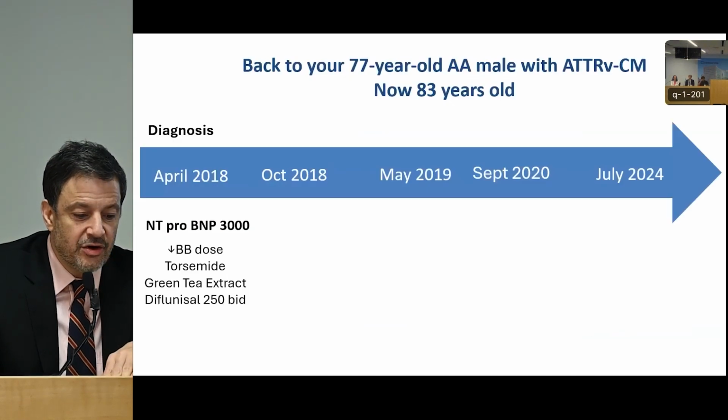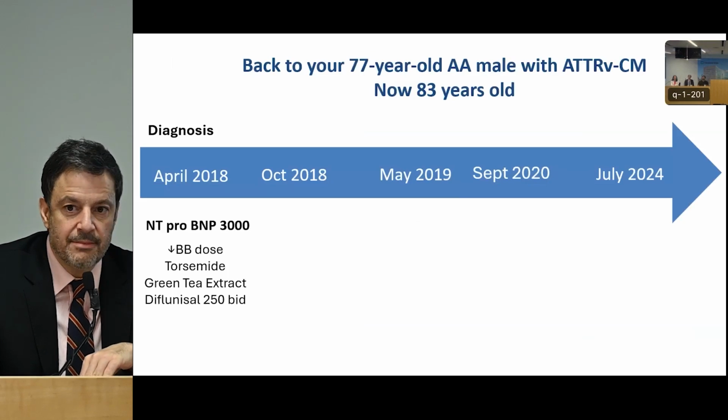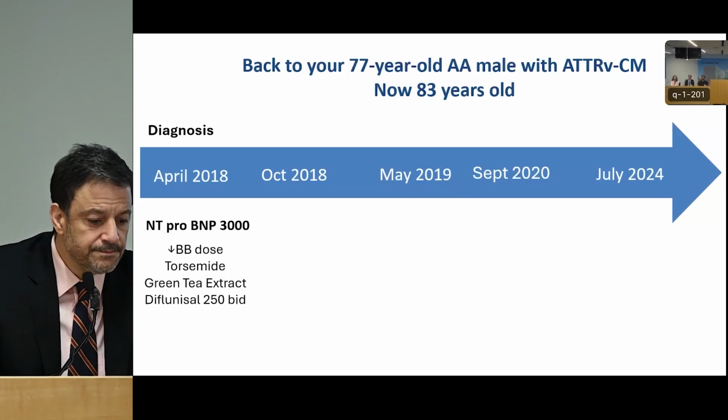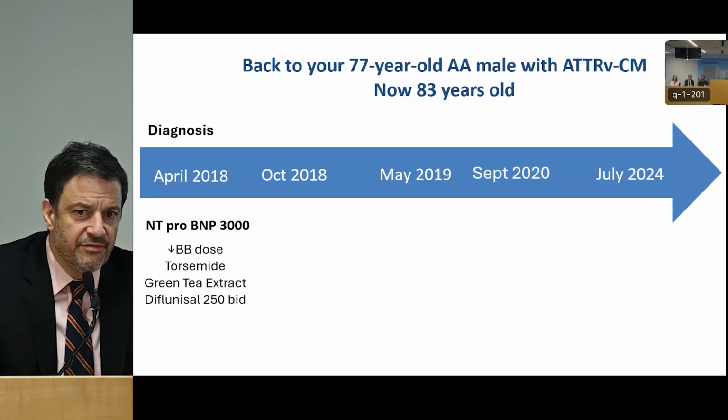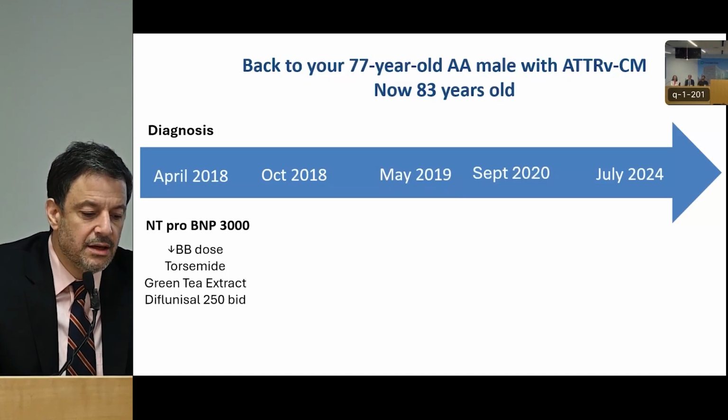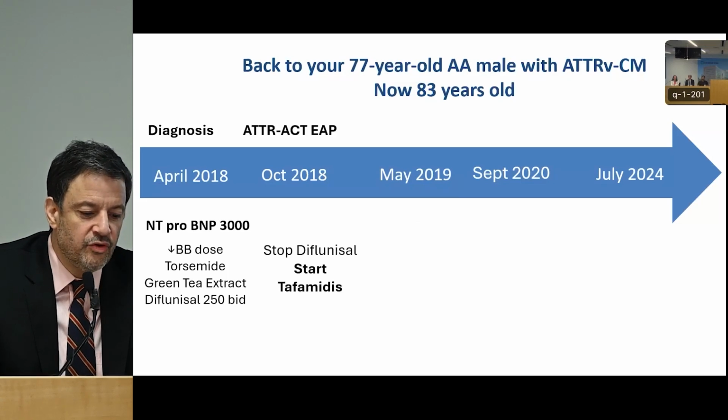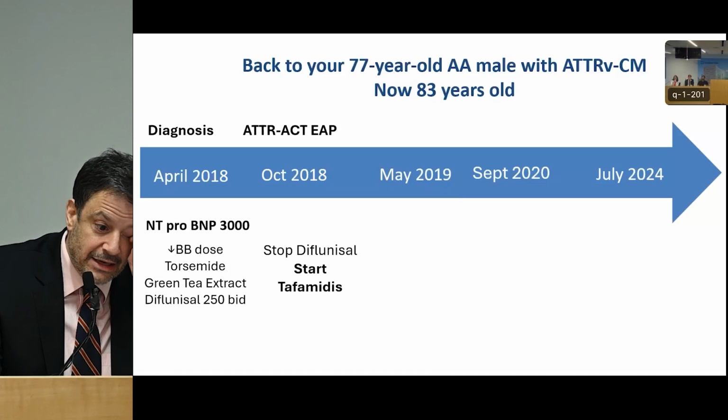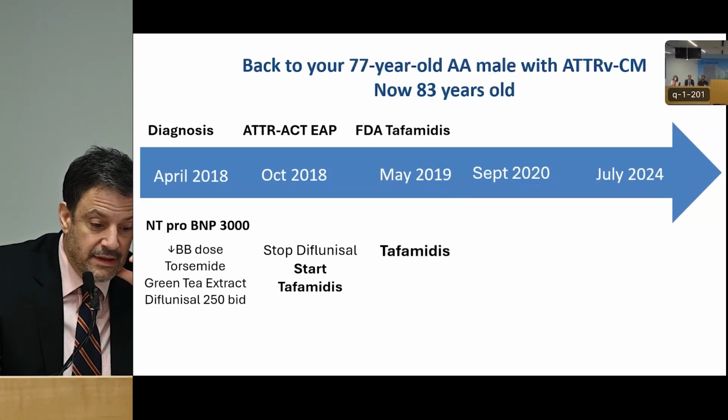So just to end here, that 77-year-old African-American male with hereditary ATTR cardiomyopathy that Alvin just presented, who presented in April 2018 with an NT-proBNP of 3000. He was about NAC stage 2, with a predicted survival of 3 years because of his V122I. Yet we were able to get him on these other medicines we used to use. When tafamidis became available in the extended access program, we got him on that in October 2018. Then it was FDA approved.